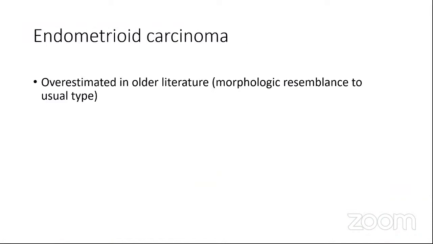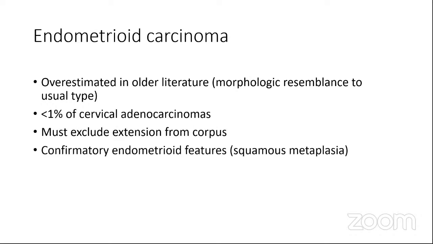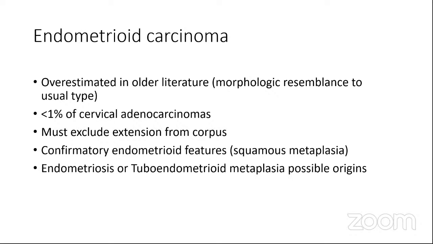Endometrioid carcinomas, if you read the older literature, are probably overestimated because the usual type endocervical adenocarcinomas were often called endometrioid type. Again, another very rare type of cervical adenocarcinoma. And if you see something in the cervix that really looks and stains endometrioid, you have to exclude that it's not coming from the uterine corpus. What you want to look for are confirmatory endometrioid features such as squamous metaplasia. And we think that either endometriosis or tuboendometrioid metaplasia are possible origins of these tumors in the cervix.